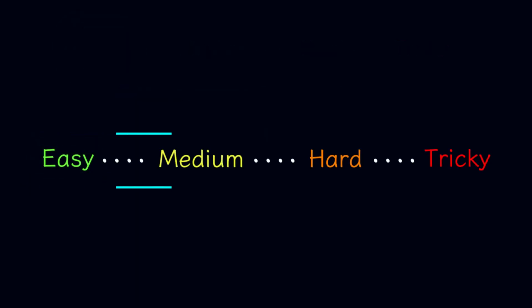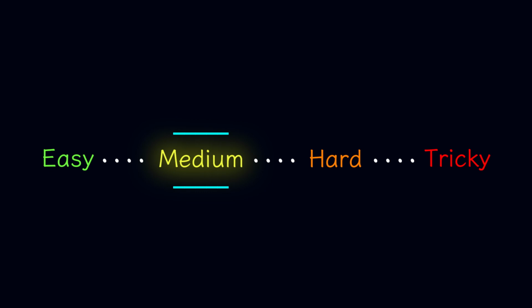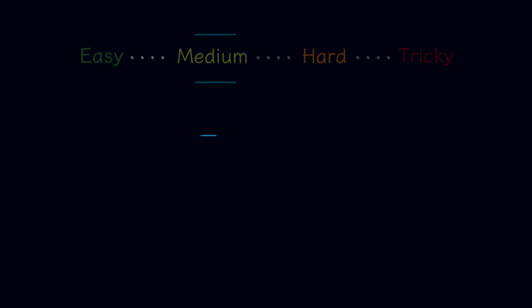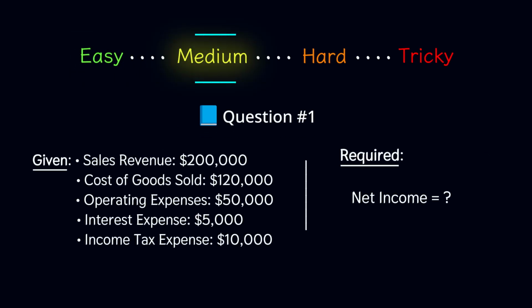All right, now let's step into medium-level questions. These are the questions where students usually know the topic, but lose points because they rush or mix categories. We're going to slow it down and make the logic automatic. Question 1. A company reports the following for the year. Sales revenue, $200,000. Cost of goods sold, $120,000. Operating expenses, $50,000. Interest expense, $5,000. Income tax expense, $10,000. The question asks for net income.